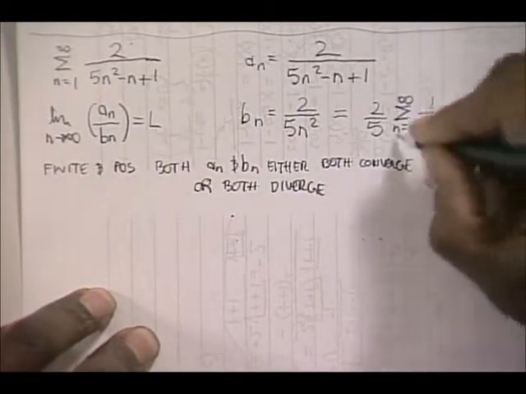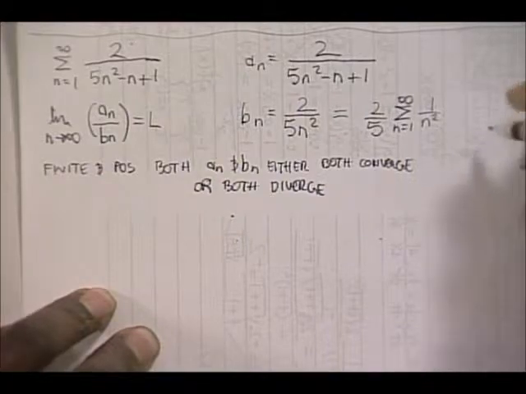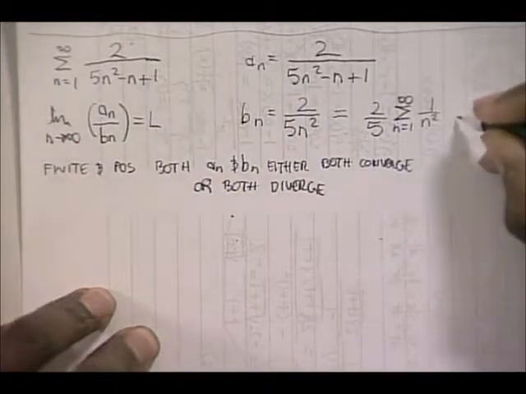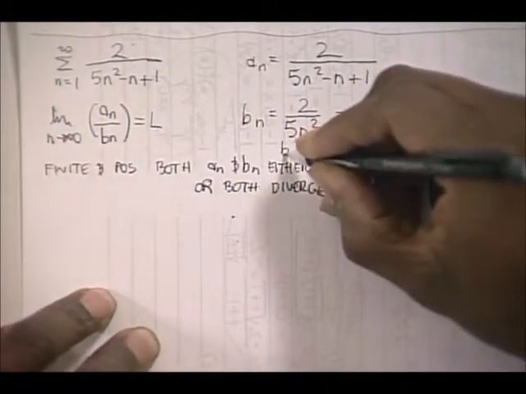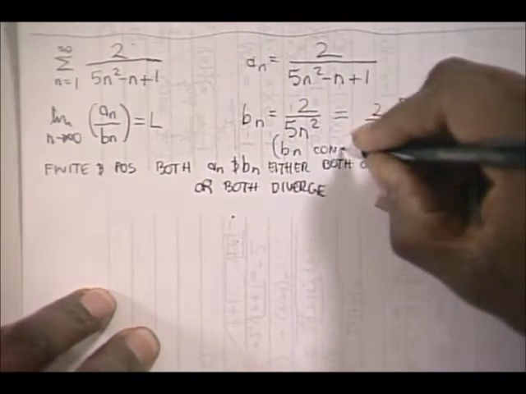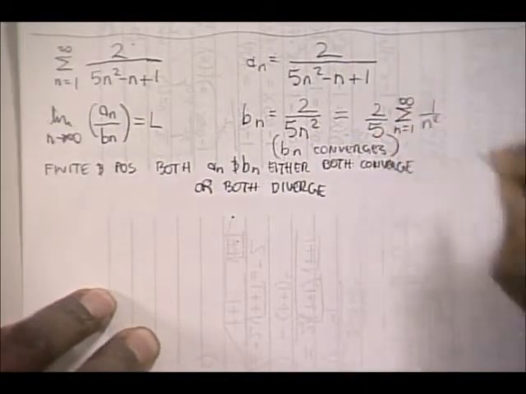Well, if this series converges and you multiply it by 2/5, you get something finite, which would mean that B sub n converges. That's important to keep in mind. So here we got B sub n. Let's just make a note. B sub n converges. All right, B sub n converges.